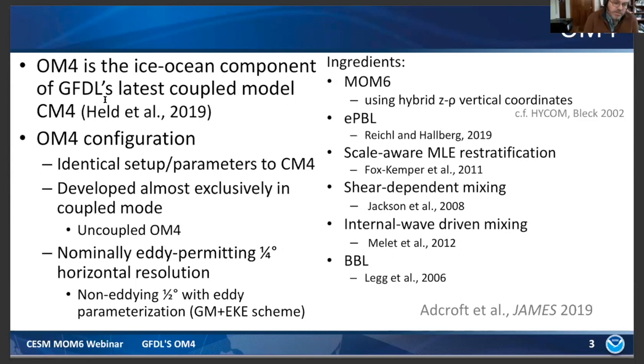So there is a 1/2 degree counterpart in which there is a parameterization of the mesoscale eddies using GM and a mesoscale eddy kinetic energy scheme. The 1/4 degree OM4, for the most part, does not have a parameterization of mesoscale eddies, although we had set out to actually include a dynamic scale-aware parameterization, using working ideas from Malte Jansen, but unfortunately we weren't able to actually get it to work to our satisfaction in time for the release of this model. The vertical physics is a lot of homegrown stuff as well.